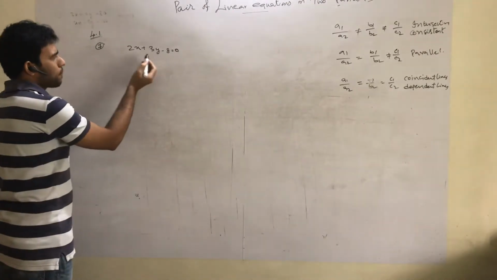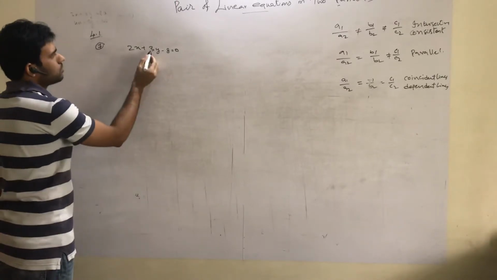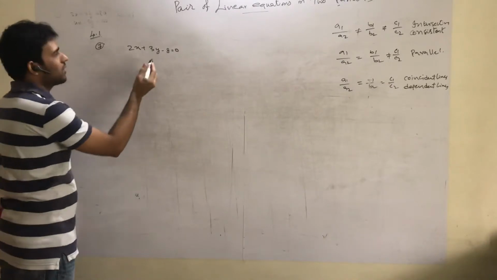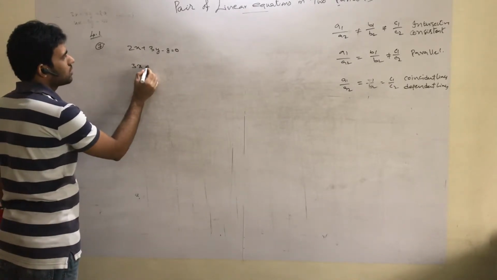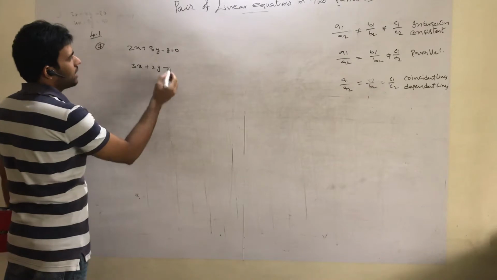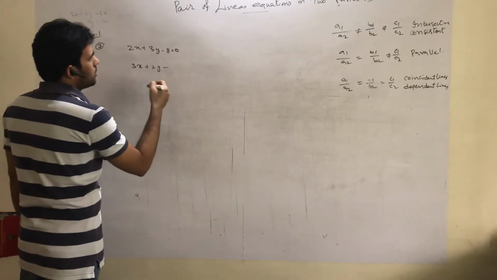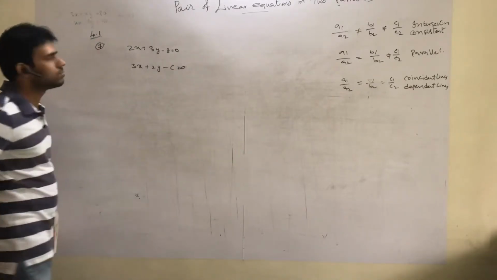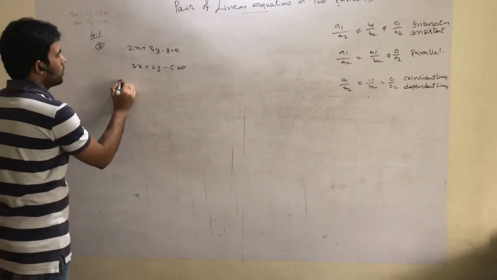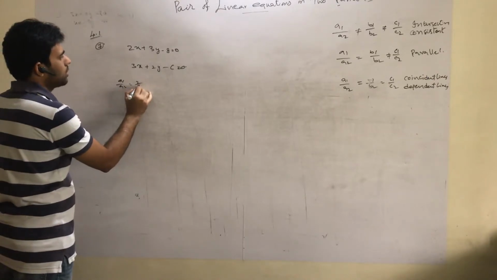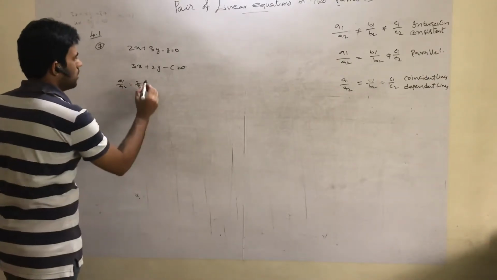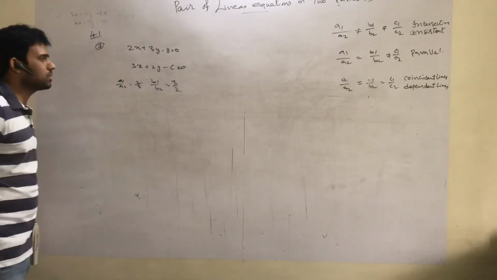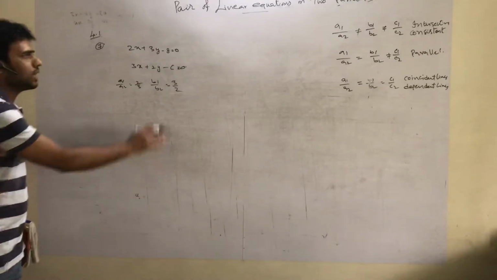What you can do is I just reverse the coefficients so that they are not equal. Okay, so I write some equation like 3x plus 2y minus some constant c equal to 0. If you find a1 by a2, it's 2 by 3, and then b1 by b2 is 3 by 2. So they are not equal. So that means they are intersecting lines. And c can be anything.